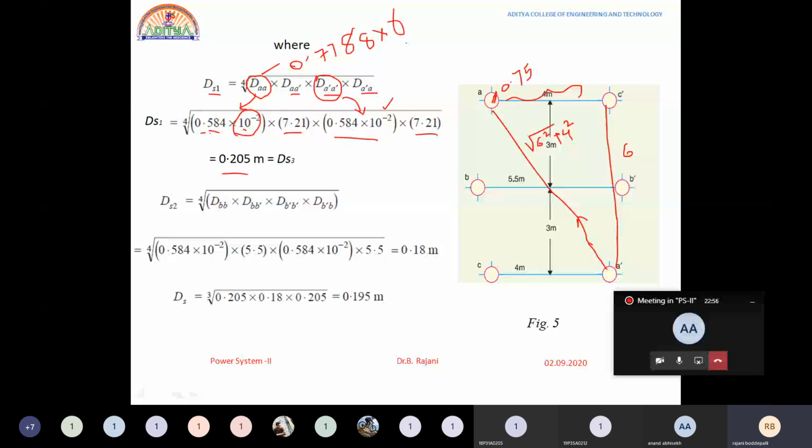Now coming to the self GMD of the conductor B. DBB is also for the conductor B itself. What is the formula?